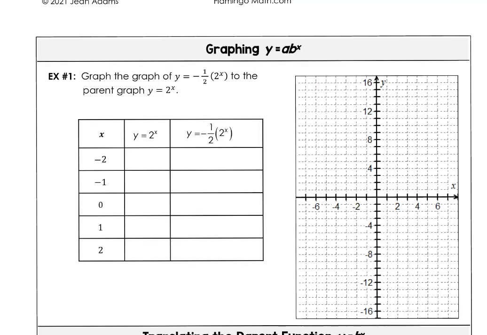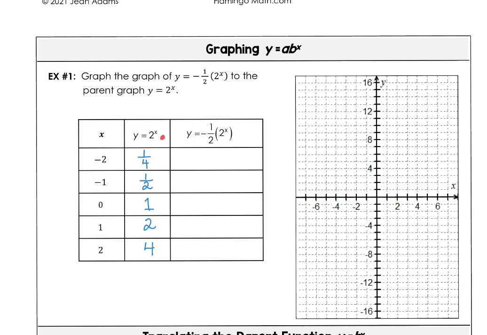So we want to first graph a few graphs, and we want to look at the parent graph of y equals 2 to the x. So 2 to the negative 2 is 1/4, and 2 to the negative 1 is a half, and 2 to the 0, 2 to the 1, 2 to the 2, and so forth. So if we graph that graph, we're going to graph this graph in red. I'm going to put a little red star by there.